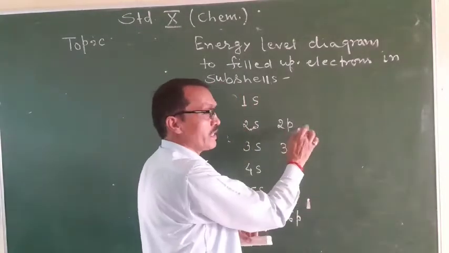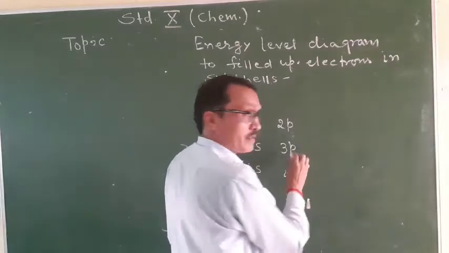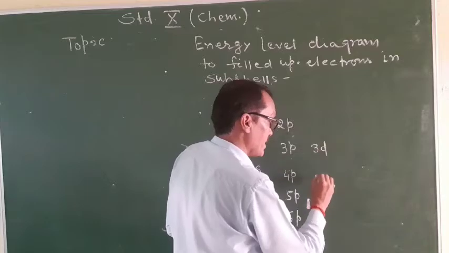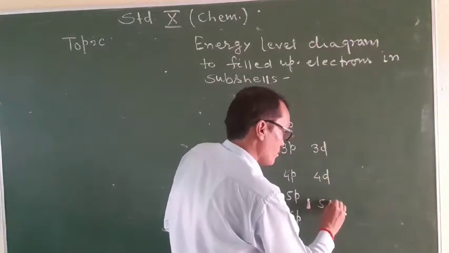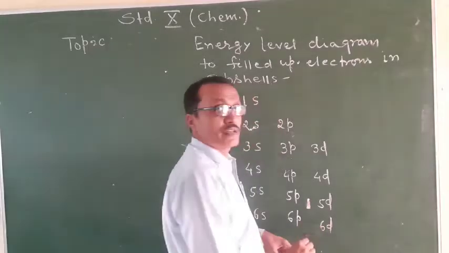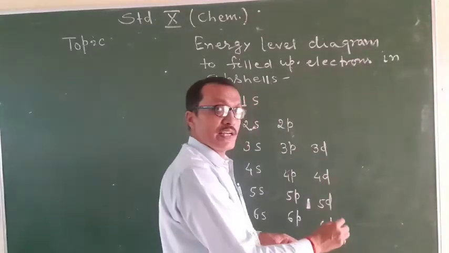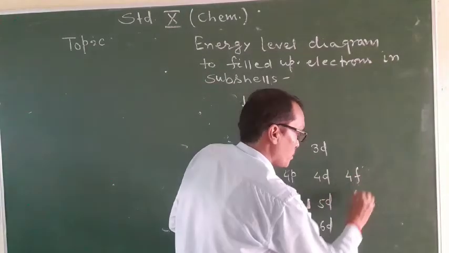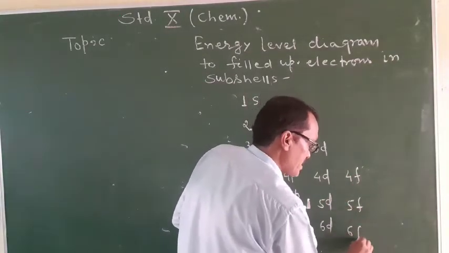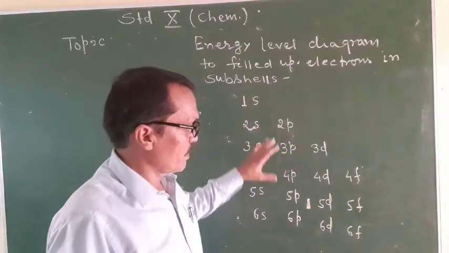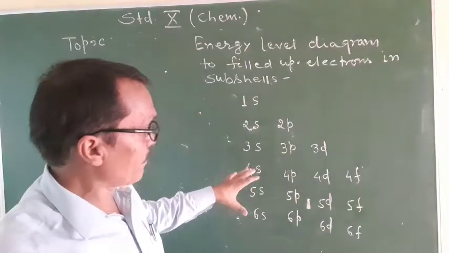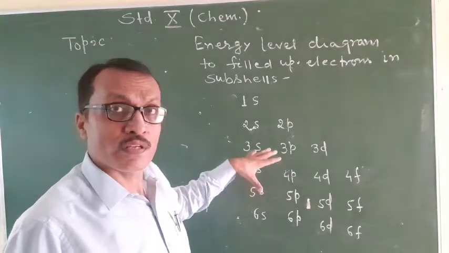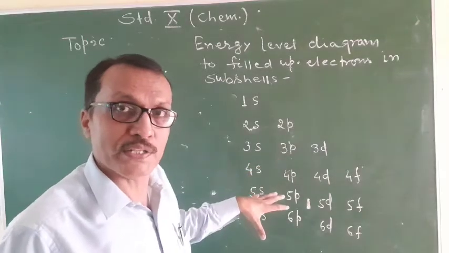Once again you have to leave 2p and just in front of 3p you have to write 3d, 4d, 5d, 6d. Again you have to leave 3d and just in front of 4d you have to write 4f, 5f, 6f. In this sequence, you have to arrange the subcells first of all in your mind.